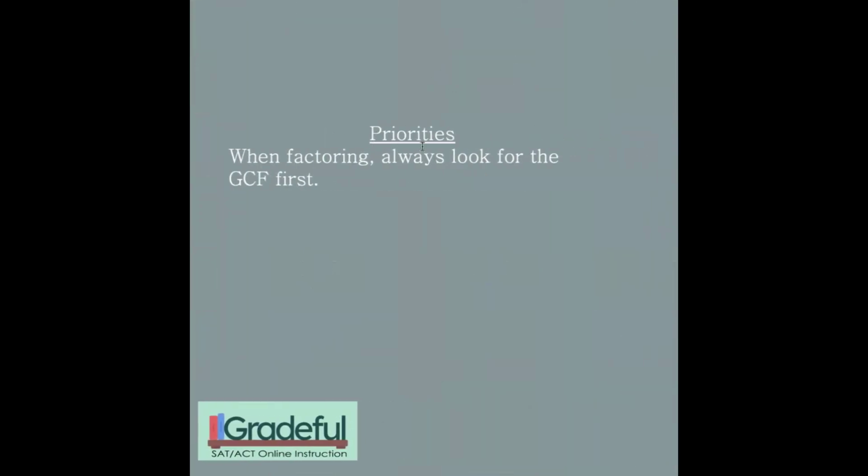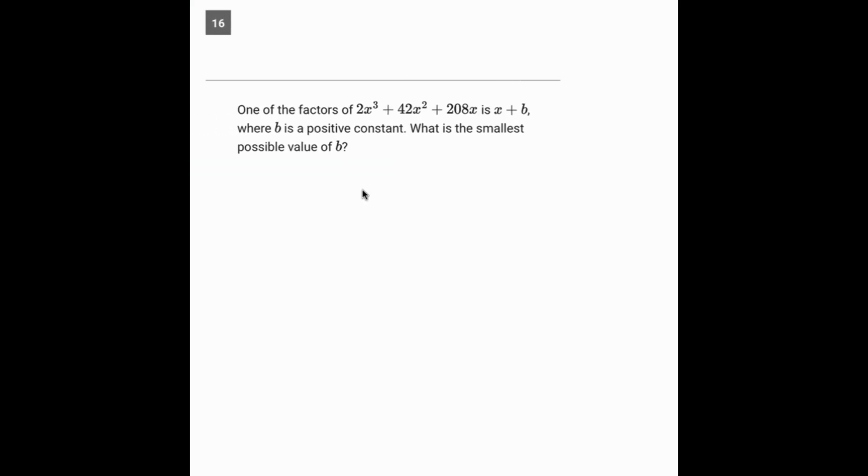Going over to question 16 now. Here we have a difficult looking expression, and the question is talking about the factors. So how can we start factoring this thing? What you need to know right now is that you have some priorities. When you're factoring, you should always look for a GCF, a greatest common factor, as the first thing you do.